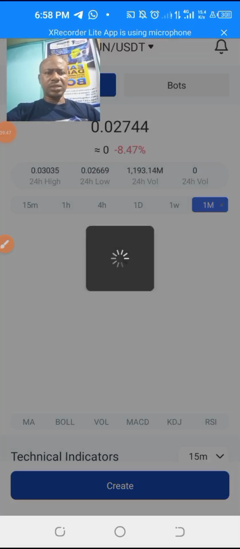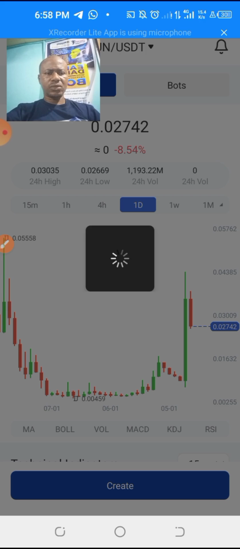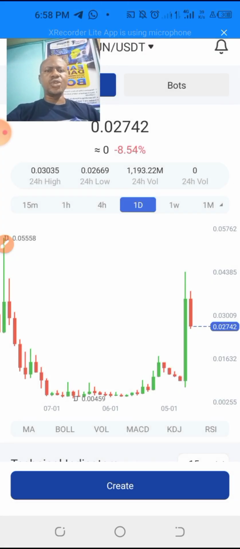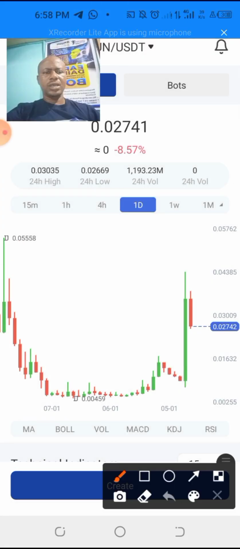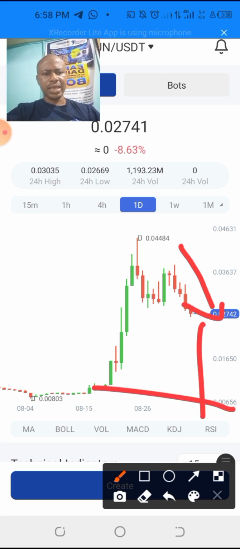So let me check the coin on the 1 day chart. On the 1 day chart it's a no for me, because the coin is hanging. See the way it's hanging. The coin is dropping down here on the 1 day chart. It's going to dump more to this place. So I won't enter this coin.